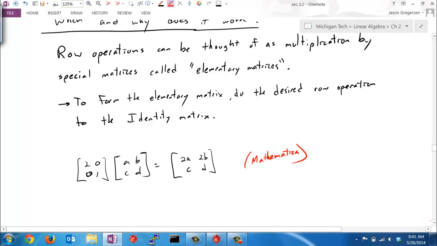I have this matrix, A, B, C, D. I want to do a row operation to it. One row operation might be doubling the first row. So I can double the first row, but now for every operation I have, I can think about it instead as taking this matrix and multiplying it by a certain matrix. This is an elementary matrix. All I did was take the identity and double the first row of the identity. And when I do that multiplication and actually work it out, this is the matrix I get. And it looks like I just doubled that first row. So for every one of our row operations, there's an associated elementary matrix.